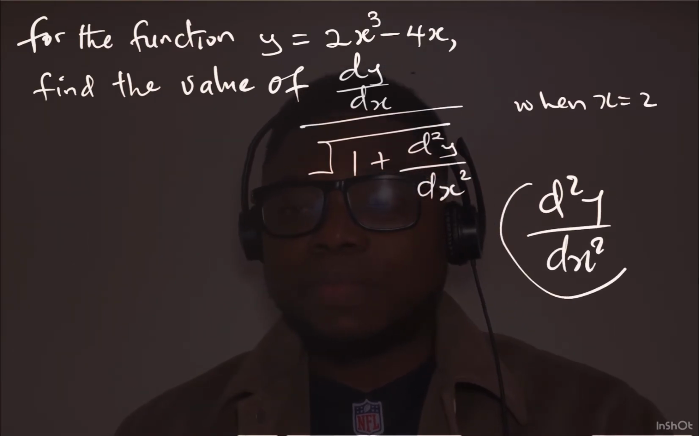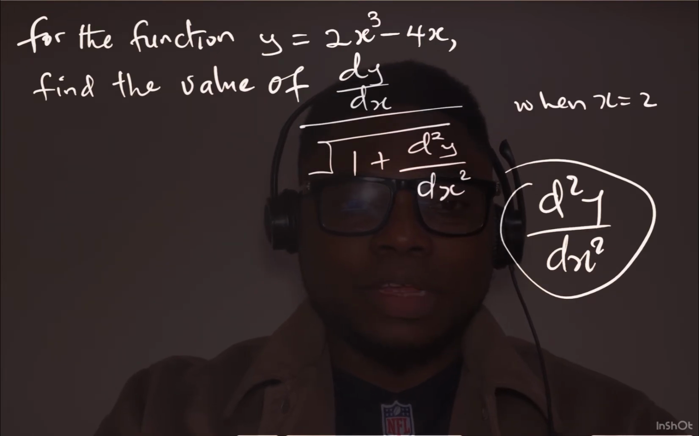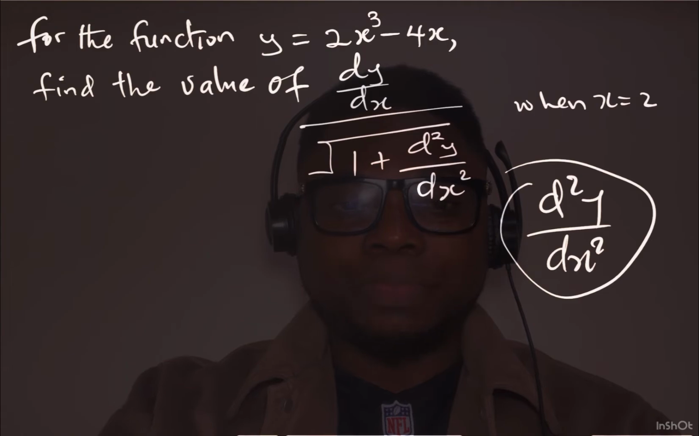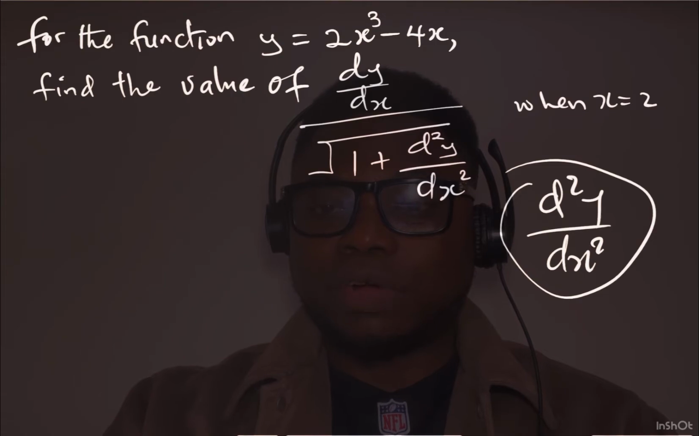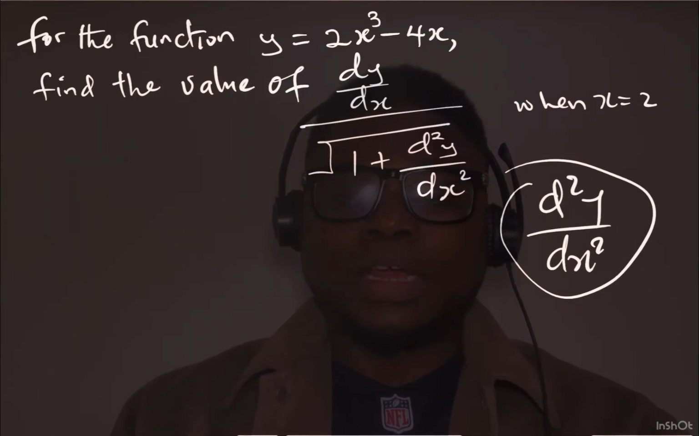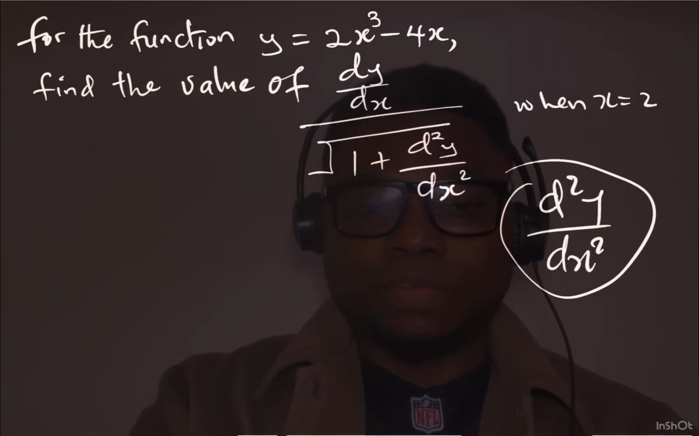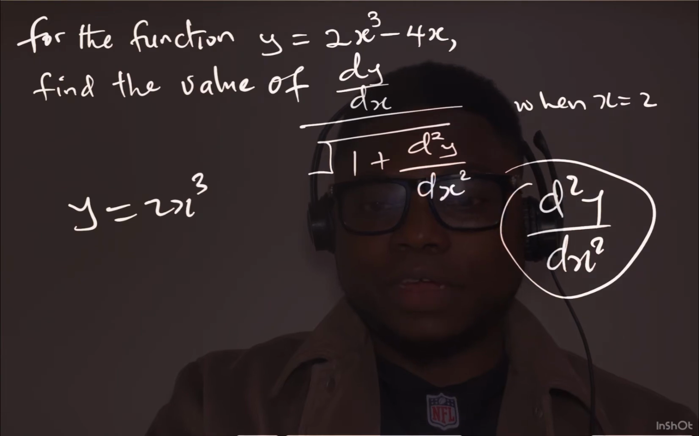So in this case, looking at this question on my screen, it says for the function y is equal to 2x cubed minus 4x, find the value of dy/dx divided by the square root of 1 plus d²y/dx². Now, what do I need to do? I'm going to find the first derivative of the function. y is equal to 2x³ minus 4x.